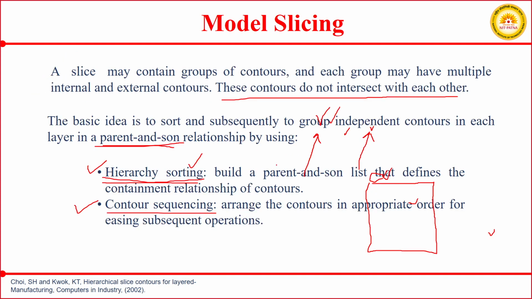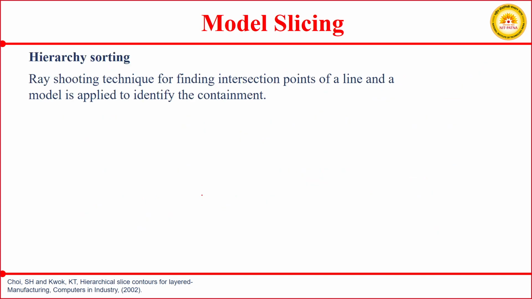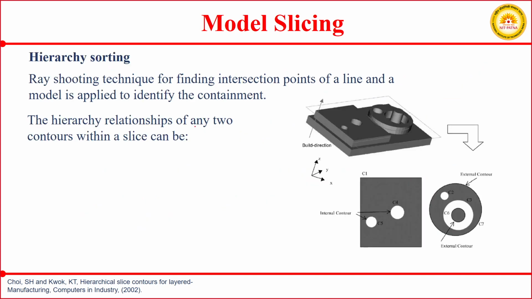So in hierarchy sorting, what do we have to do? Build a parent and son list that defines the containment relationship of contours. Okay.